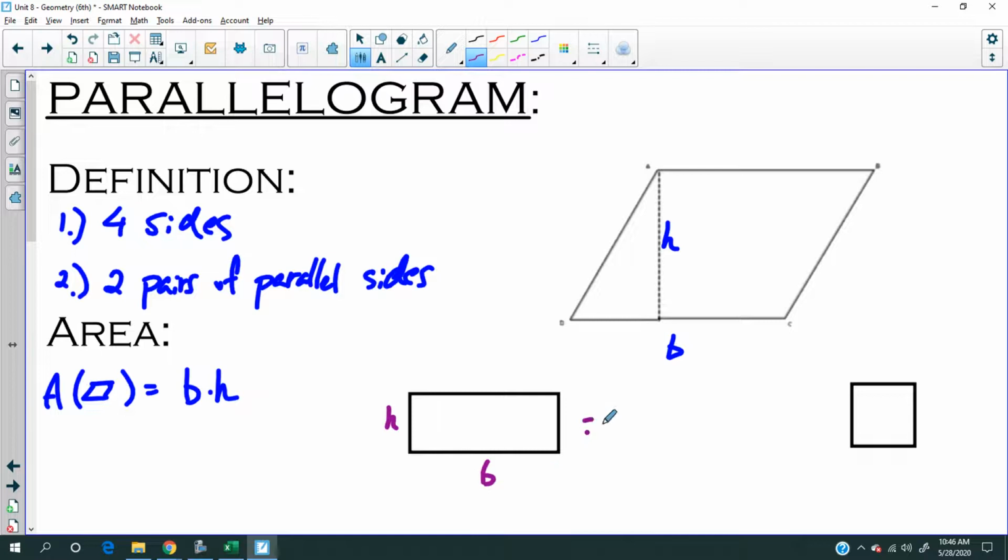And that's exactly what this is. So the area of a rectangle is length times width, or the same thing as base times height. So in other words, this is going to help you remember this.